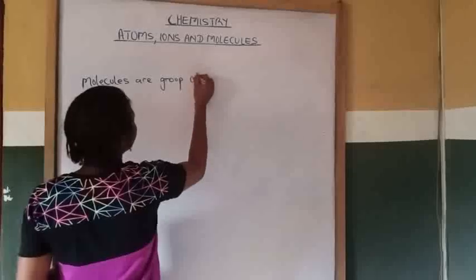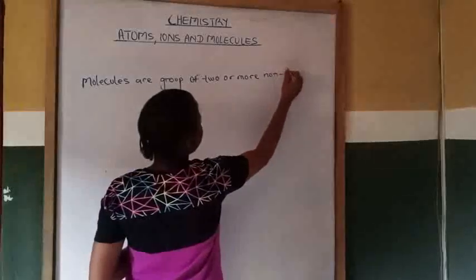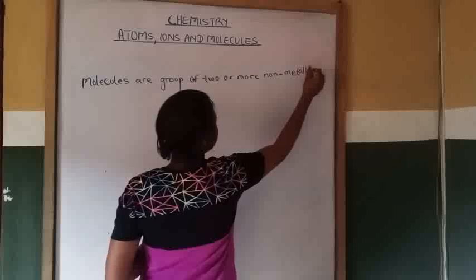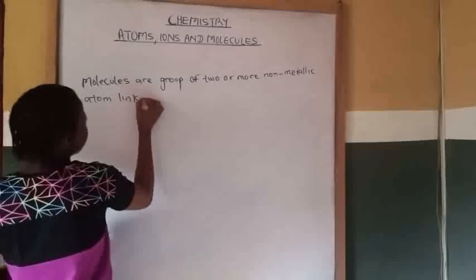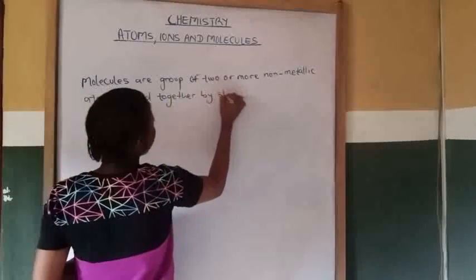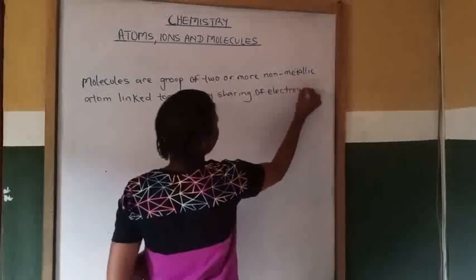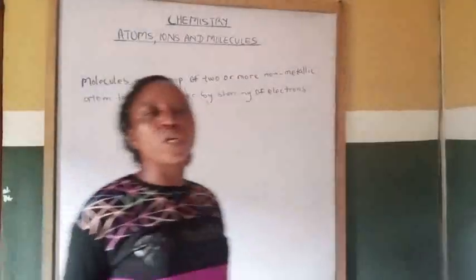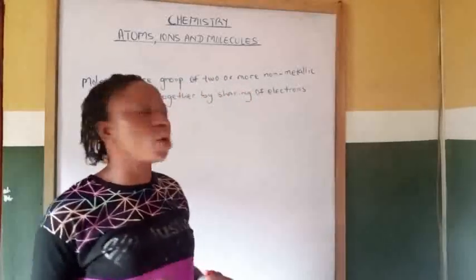Molecules are a group of 2 or more non-metallic atoms linked together by sharing of electrons. So it shows that a molecule has to do with a combination of two or more non-metallic atoms.